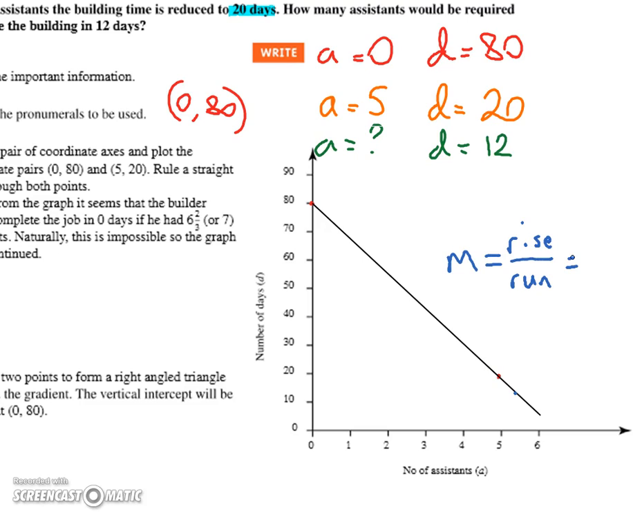Well, it's gone from 80 down to 20, minus 60. Excellent. We can have a negative gradient. Negative gradient means you're going downhill. Okay? You always go left to right, so you can see that this one's going downhill.